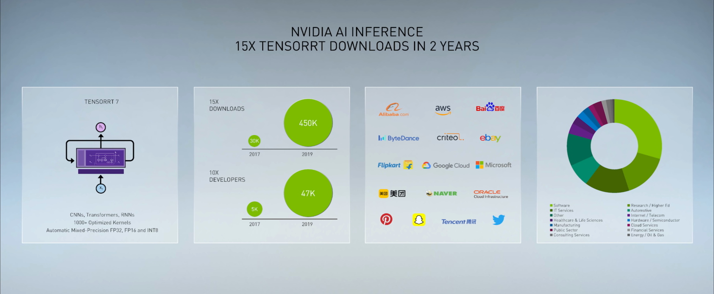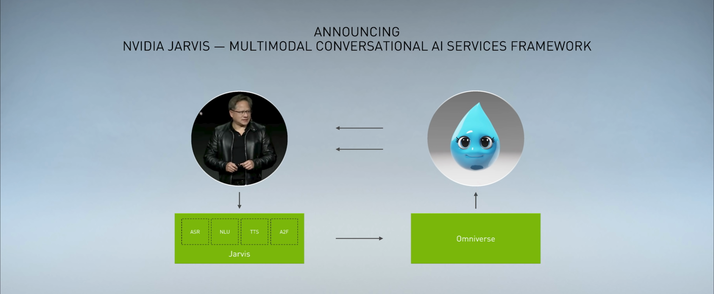The models are state of the art. Training those models takes a tremendous amount of computation, and the ability to put together all of the models end to end on top of a computing platform, fully accelerated, is something the world's never done before, until now. Ladies and gentlemen, we're announcing today a new application framework we call Jarvis. And because it has the ability to connect into Omniverse, we have the ability to create an interactive 3D chatbot.